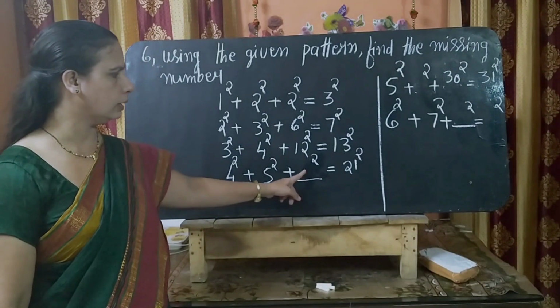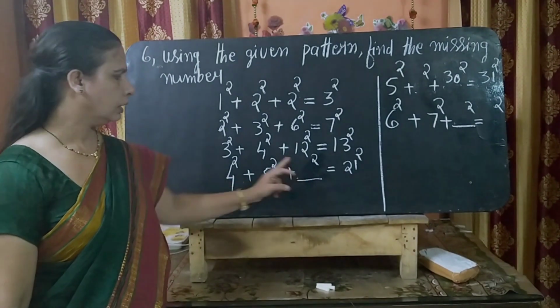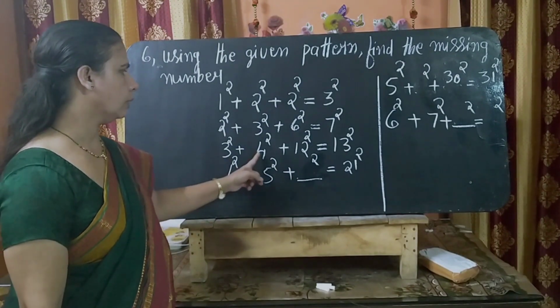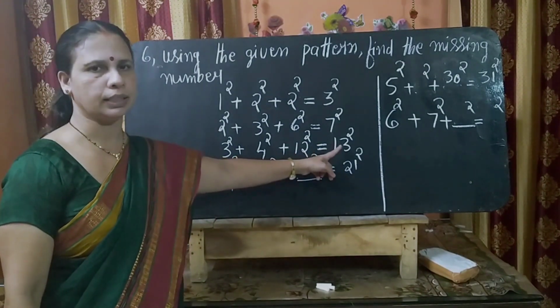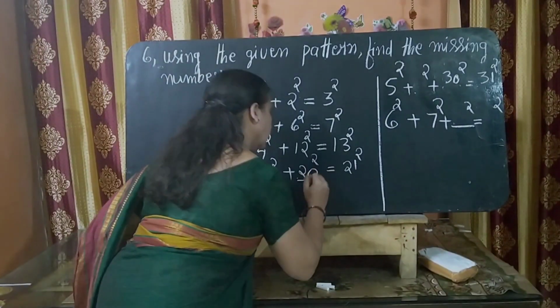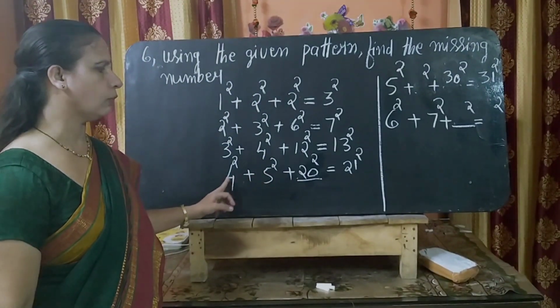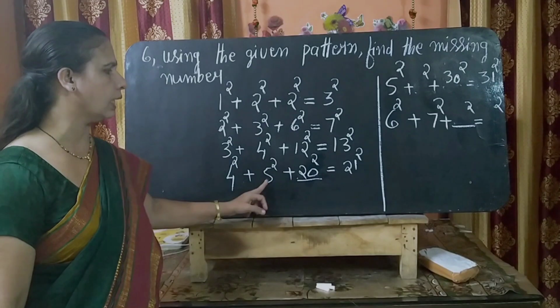Then how will you get the missing number? We have to find out this missing term. You know that 3 fours are 12, 12 plus 1 is 13. Like that, we are multiplying these two bases 4 and 5. So 4 fives are 20.